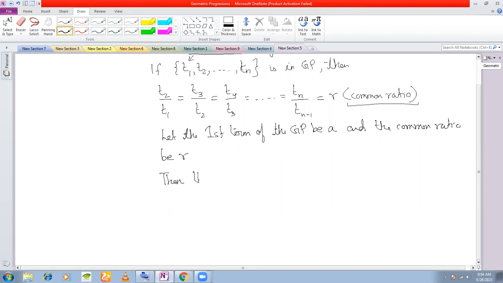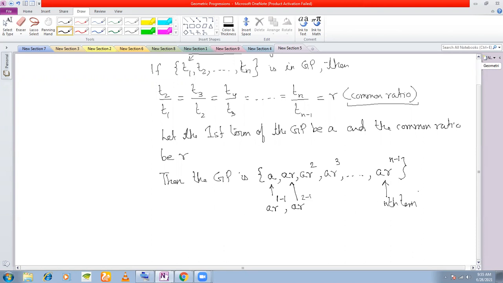What should be the sequence? Then the GP is: first term we take A, next term we take AR, next term AR square, next term AR cube, and so on till AR to the power of n minus 1. You see, this is the first term, right? So AR to the power of first term means 1 minus 1. Second term means 2, right? So AR to the power of 2 minus 1 will give you AR, and so on. That is why this is AR to the power of n minus 1. This is the nth term. Okay. So remember this, we shall be using this mostly.